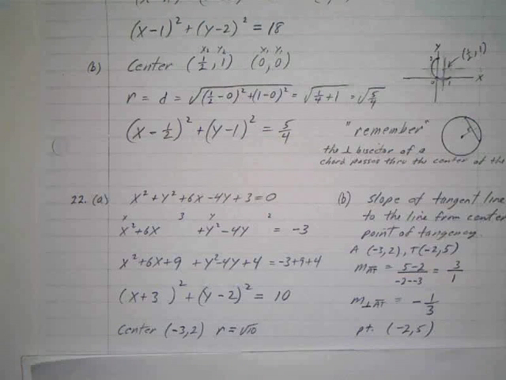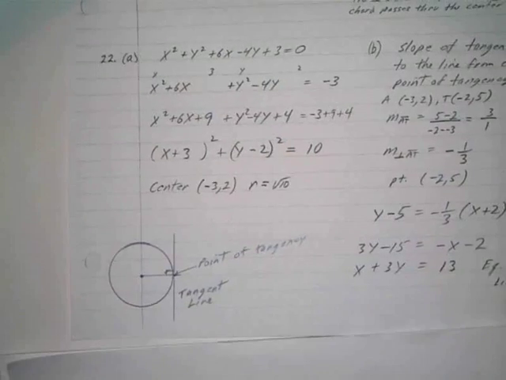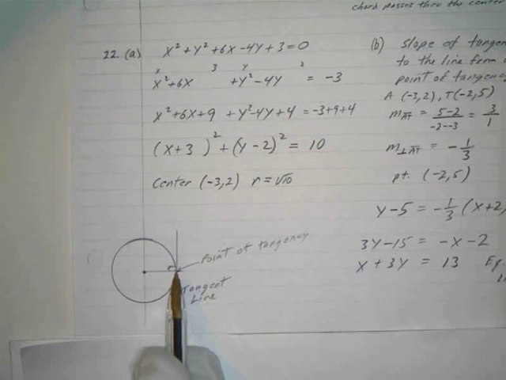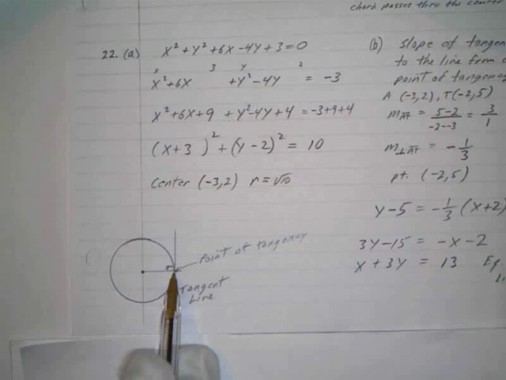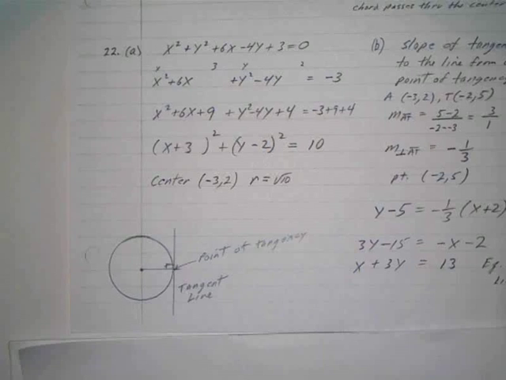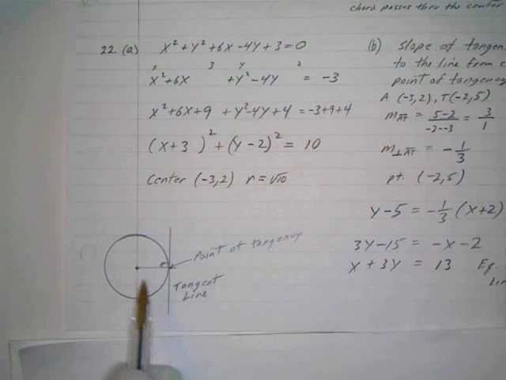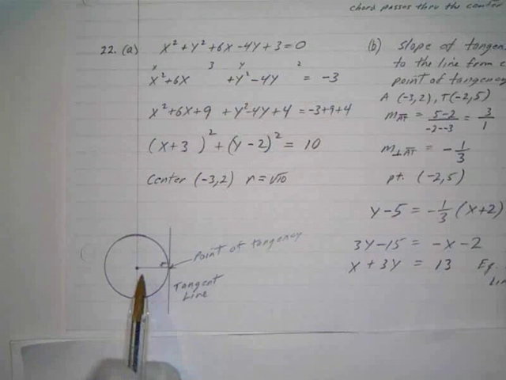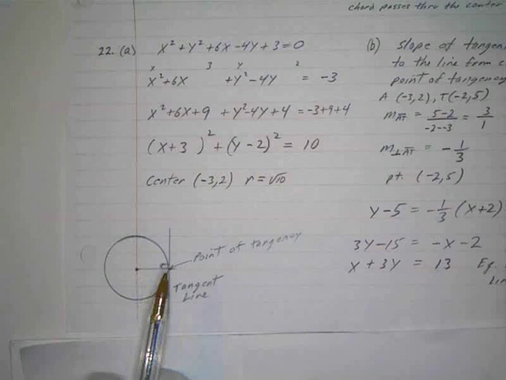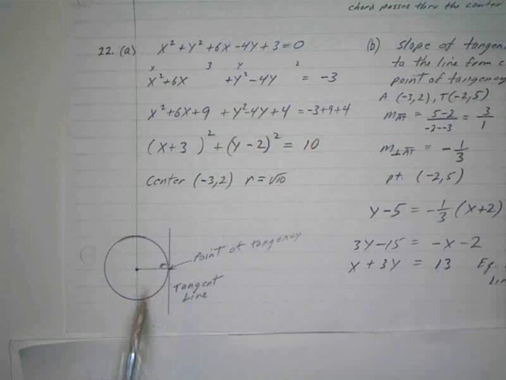Okay, then the letter B. Find the equation of the tangent. Now they're assuming this is the tangent to the same circle at the point negative 2, 5. Now what you have to remember is if we have a circle and we have a line that's tangent to that circle, a segment from the center of the circle to the point of tangency will be perpendicular to the tangent line. That's from geometry. Well, in 22b, the point of tangency is negative 2, 5.